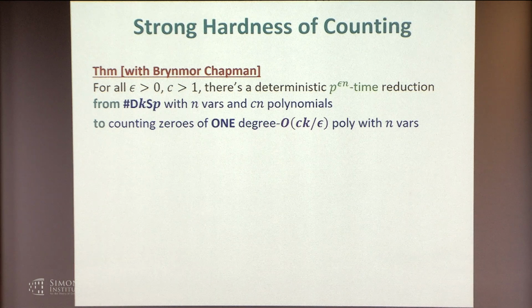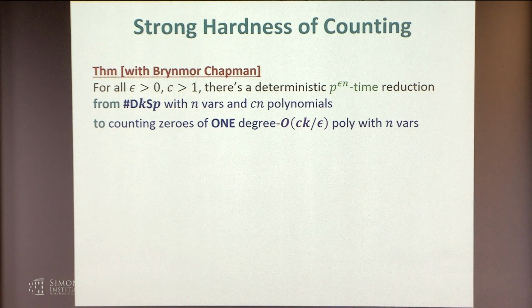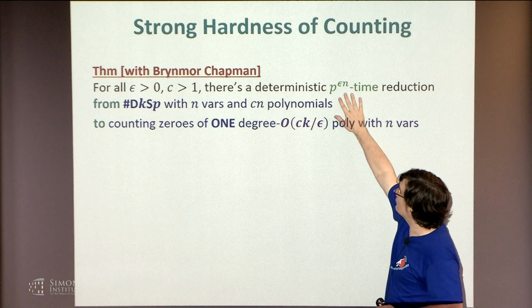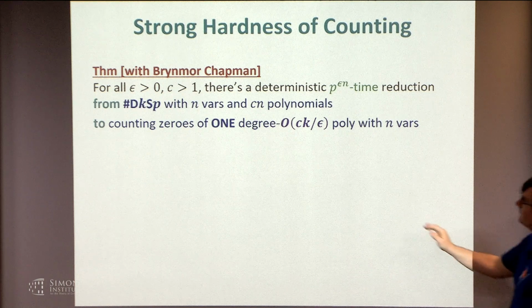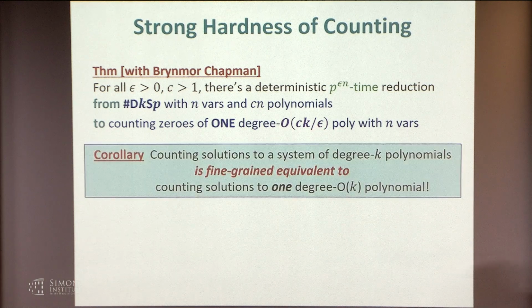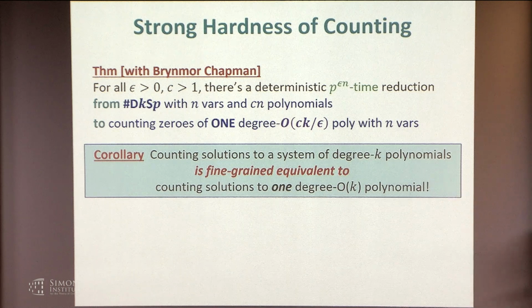This is interesting. The thing I want to emphasize, the reason why I kept talking about the factor of p, is because it's important. The factor of p is actually not here. So this is actually a fairly non-trivial thing. We can go from a whole system of linearly many polynomials to one polynomial of slightly larger degree. So counting solutions to a system of degree k is fine-grained equivalent because we didn't change the variables at all. The number of variables did not change, period. We just incurred this sub-exponential running time to counting solutions to one polynomial.